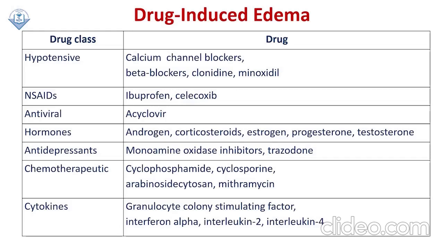And we move to drug-induced edema. What drugs can cause edema? Some hypotensive drugs like calcium channel blockers, beta blockers, clonidine, they can give us the side effect of edema. The next group of drugs is non-steroidal anti-inflammatory drugs like ibuprofen, celecoxib. They also can cause edema.